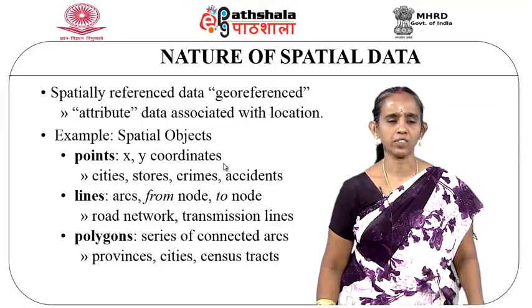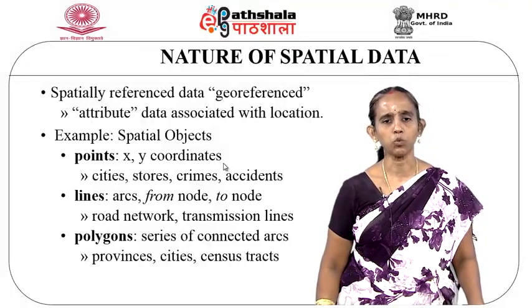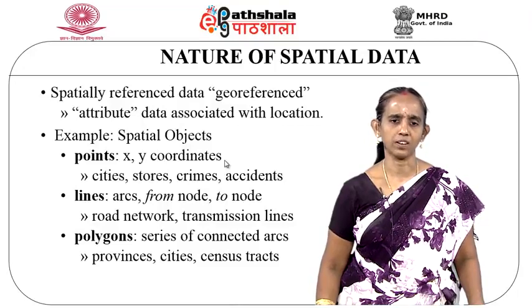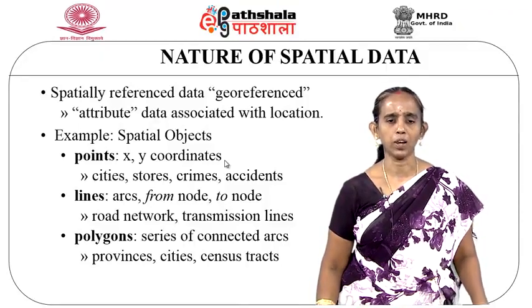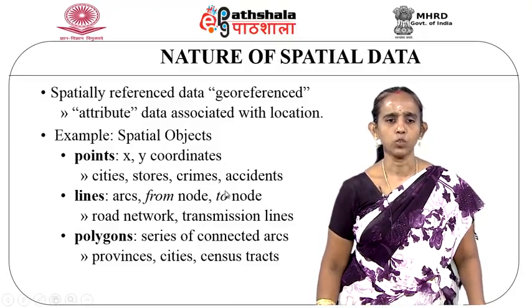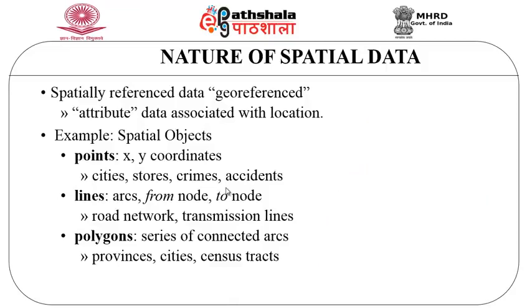The next representation form is the line form. These lines are represented in the form of arcs from one source node to the destination node. Examples for this kind of representation are the road network or the transmission lines, which can be represented in the form of arcs or lines. The next kind of representation is the polygon representation, which is a series of connected arcs. Using these polygons, it is possible for us to represent provinces or cities or some kind of census tracts.